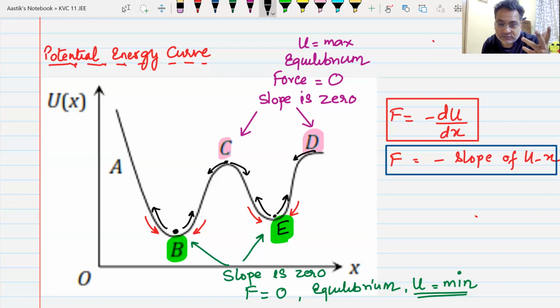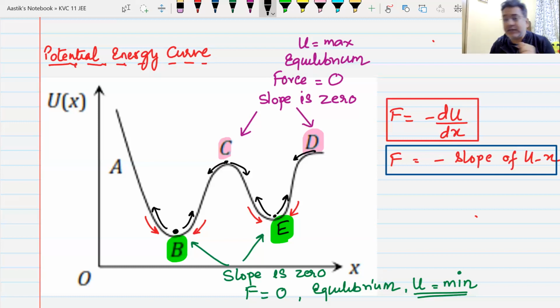More money, no stability. One day you will be thrown out of the organization. This happens in the coaching industry. People go from one coaching to another, and they get a lot of package, and 2 months later, they're thrown out because they're at the maximum energy. Maximum energy means least stability.